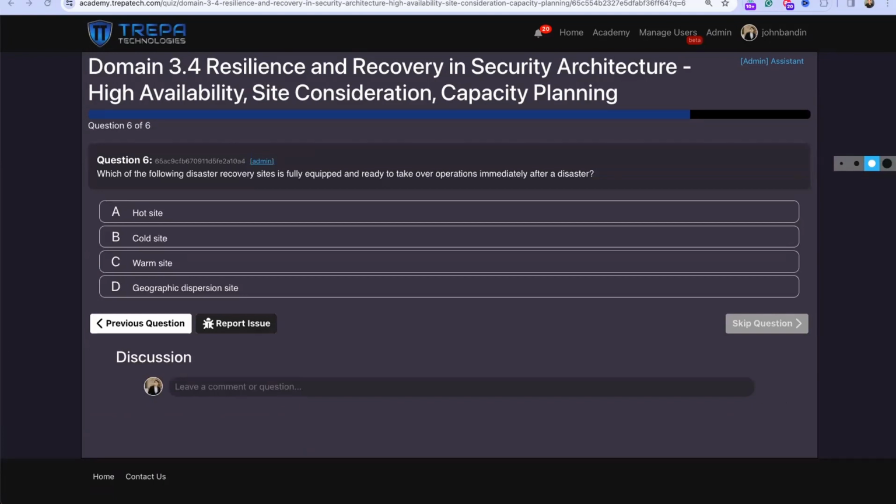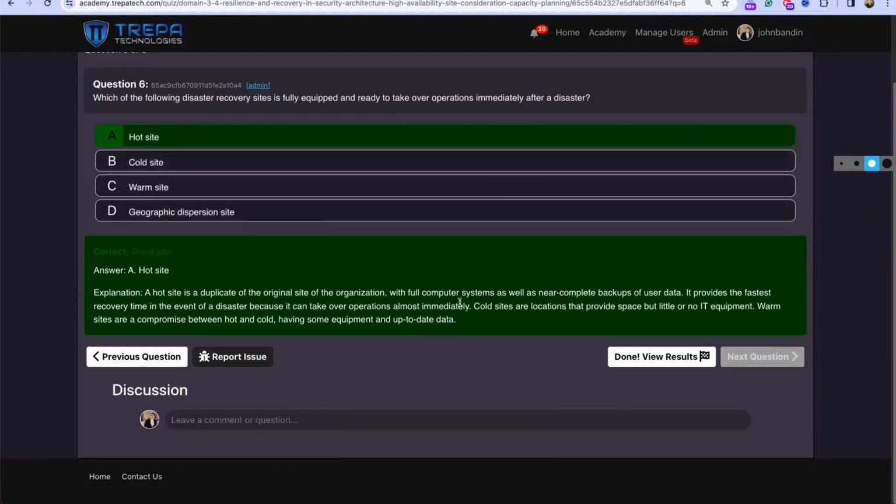All right, question 6. Which of the following disaster recovery sites is fully equipped and ready to take over operations immediately after a disaster? That's going to be a hot site, right? A hot site is something that's already up and operational, so it can quickly take over.